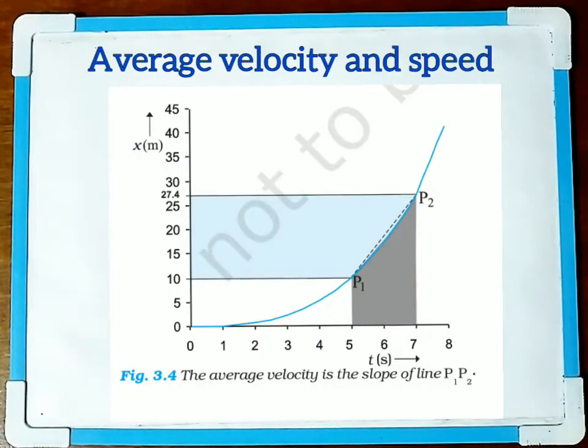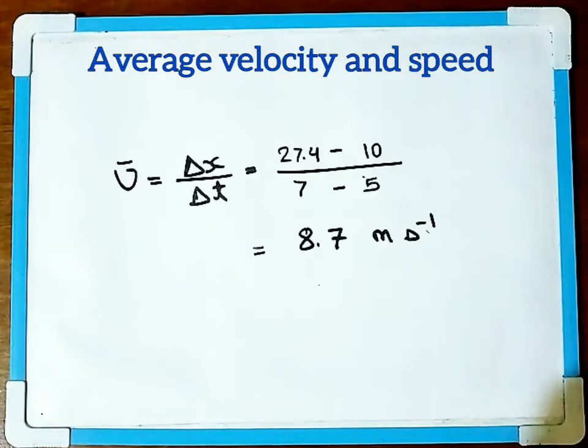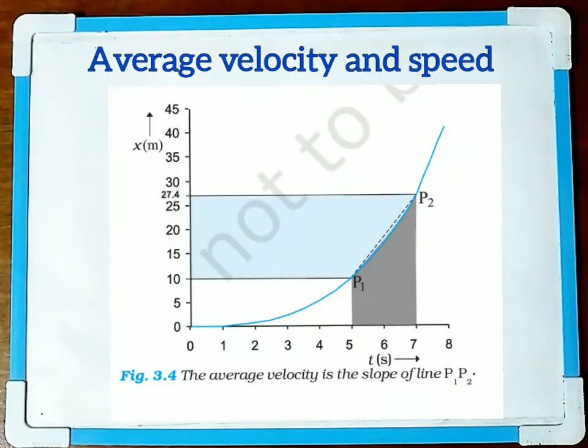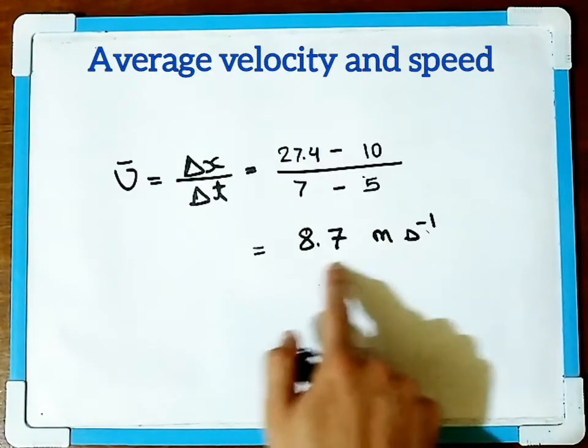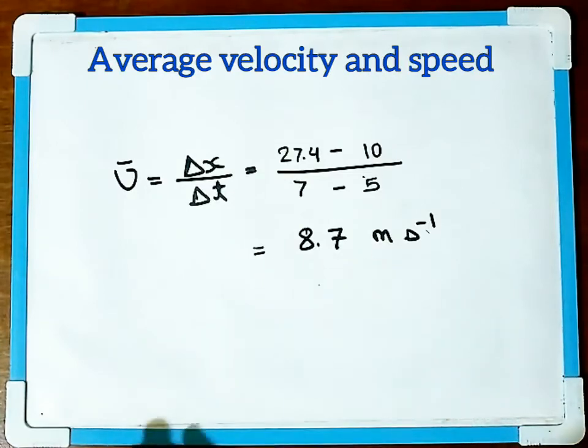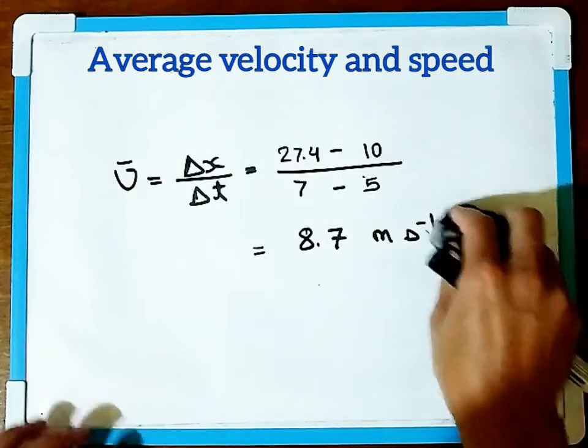Now geometrically, the average velocity is the slope of the straight line P1, P2, connecting the initial position P1 to the final position P2 as shown in the figure. So this will actually give us the slope of the line P1, P2.